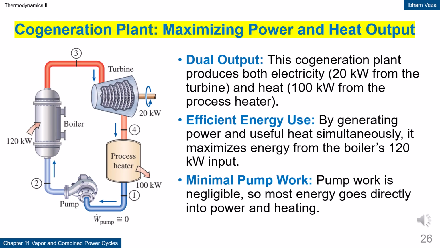Cogeneration plant, maximizing power and heat output. In a cogeneration system, a single heat source is used to produce both electricity and process heat. In this way, the overall energy utilization efficiency increases dramatically.